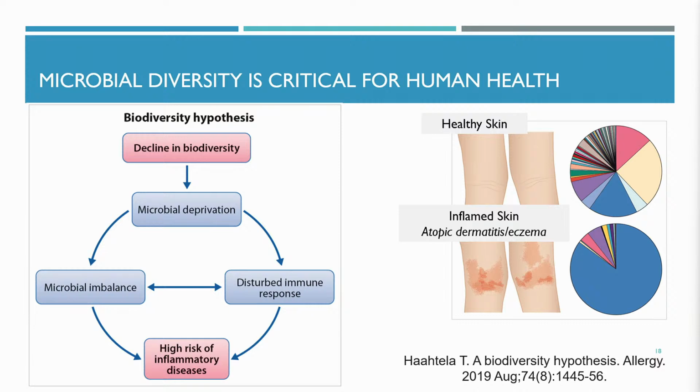Okay, and so it's no surprise microbial diversity is really important for human health. There's a lot of evidence showing this now. And over here, this is very well studied in healthy skin. These are all the different types of bacteria that occur on healthy skin, and you see there's a lot of diversity. And then when you have somebody that has atopic dermatitis or eczema or inflamed skin, you'll see that there's less diversity of microbes.